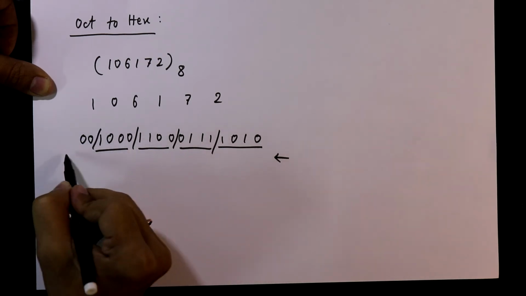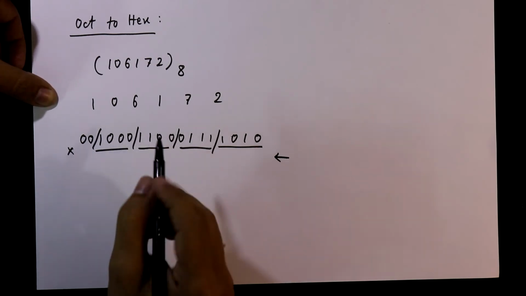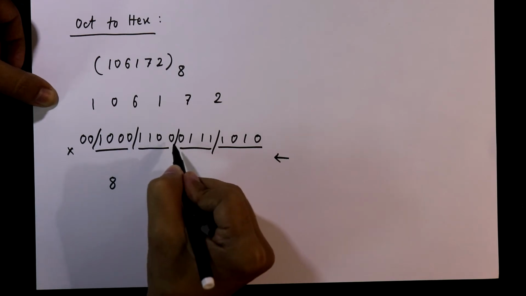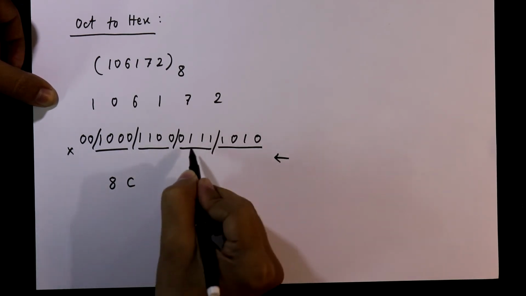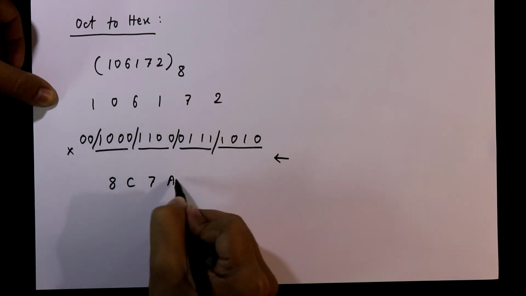Now 00, ignore this. Okay. So 1000, we can write it as 8. 1100, we can write it as C. 0111, it is 7, and 1010, it is A.